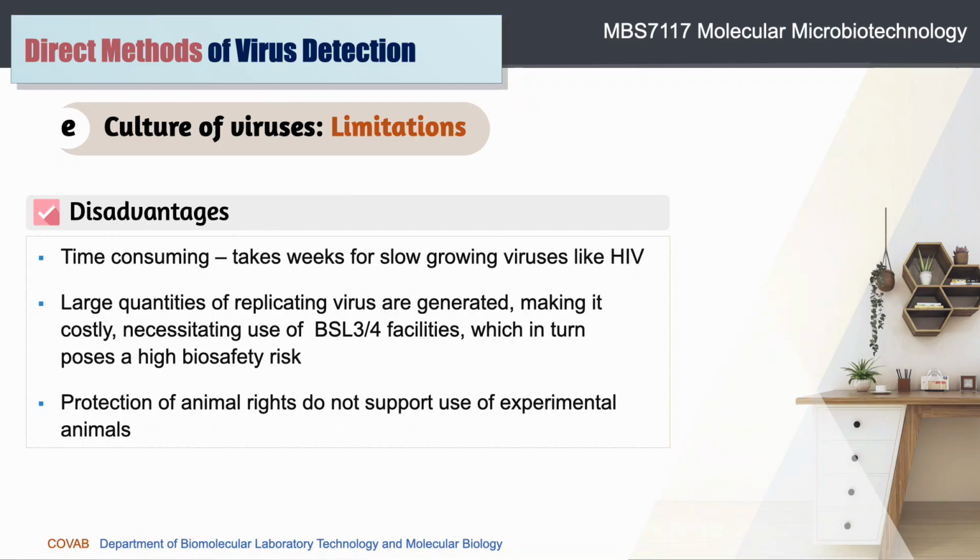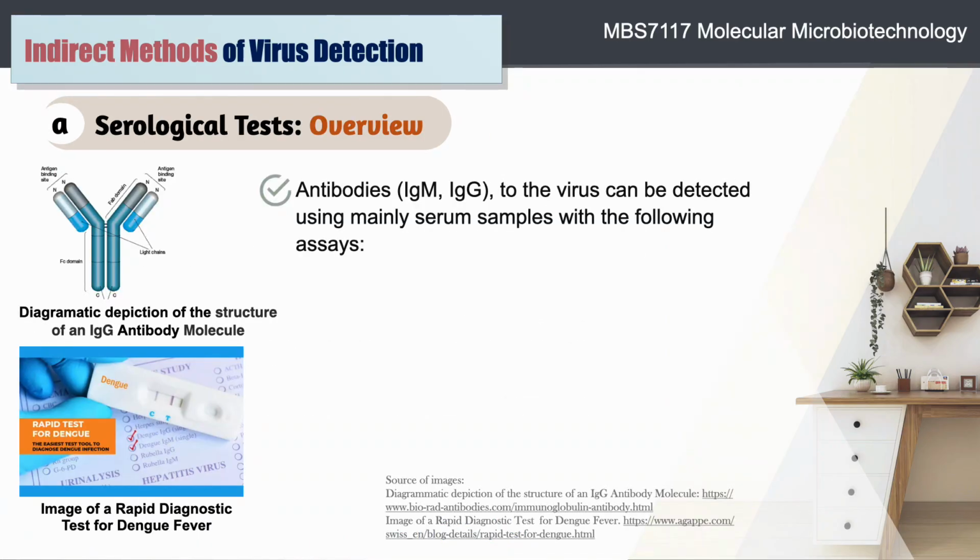And the third disadvantage is that when we look at protection of human rights, it doesn't support the use of experimental animals. So now we're going to look at indirect methods of virus detection.